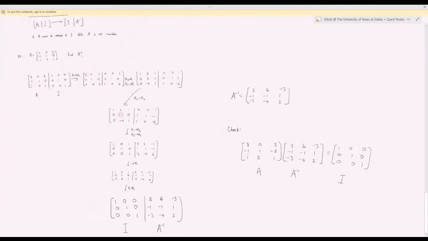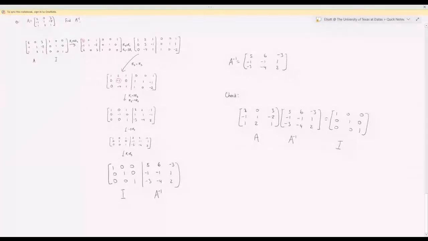So I want to begin by using this example to make a connection between inverses and also elementary matrices.